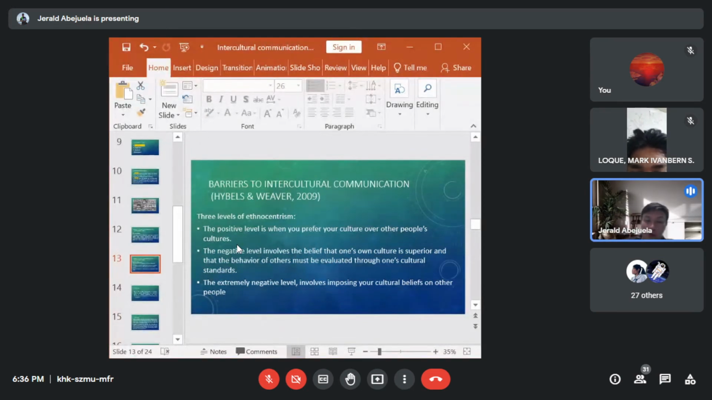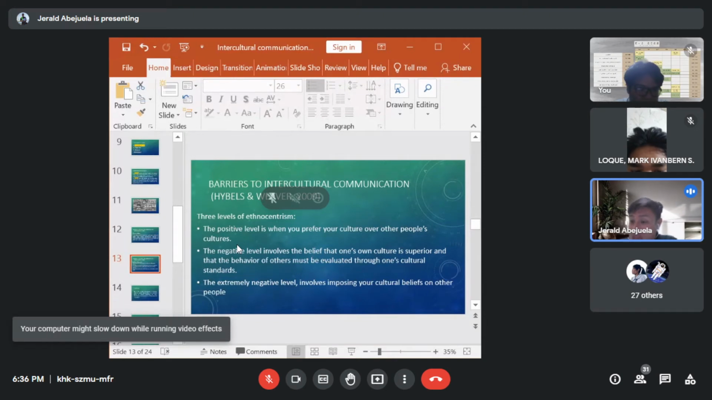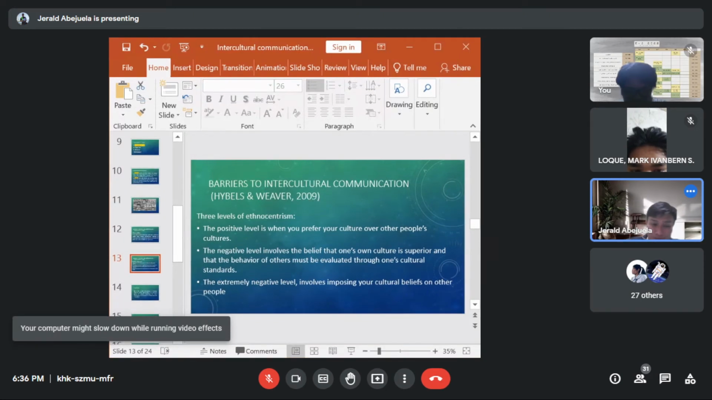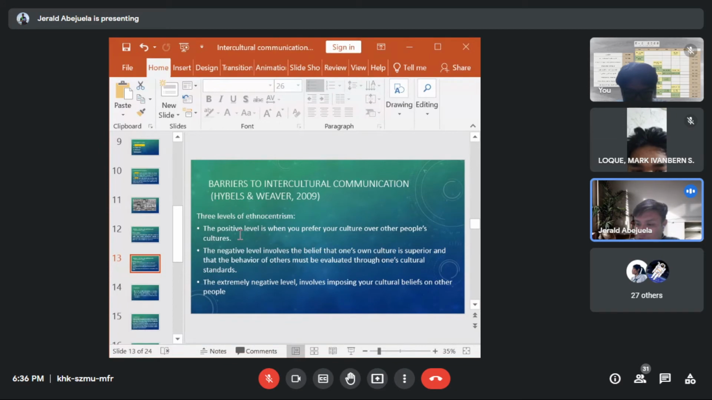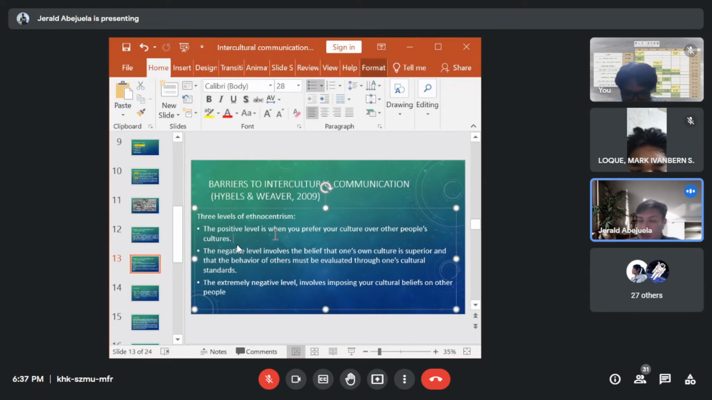Okay. So, but not at all times is ethnocentrism negative. There are also times that ethnocentrism is positive. So it says there are 3 levels of ethnocentrism. One, the positive level, is when you prefer your culture over other people's culture. That is the positive. Paano ba ito ini-illustrate?